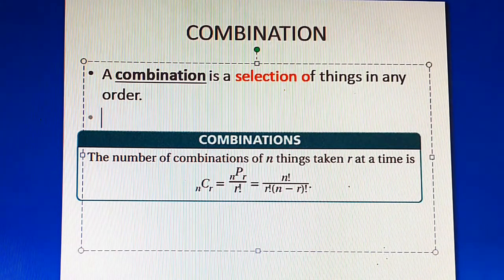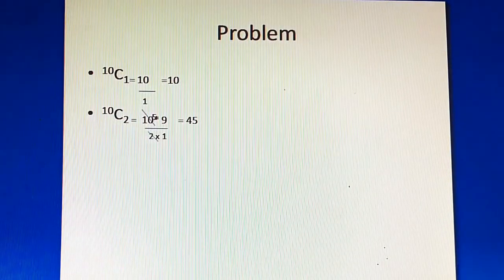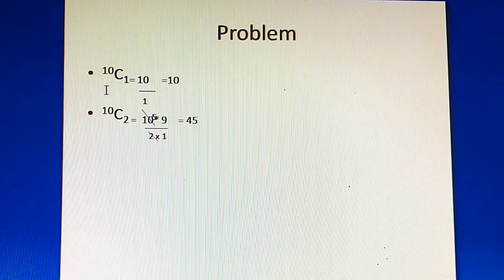Combination is all about selection, forming a committee, a selection of people. Okay, all these come under combination. Okay, the next is the problem. What is 10C1? As I told you, combination is represented by nCr.